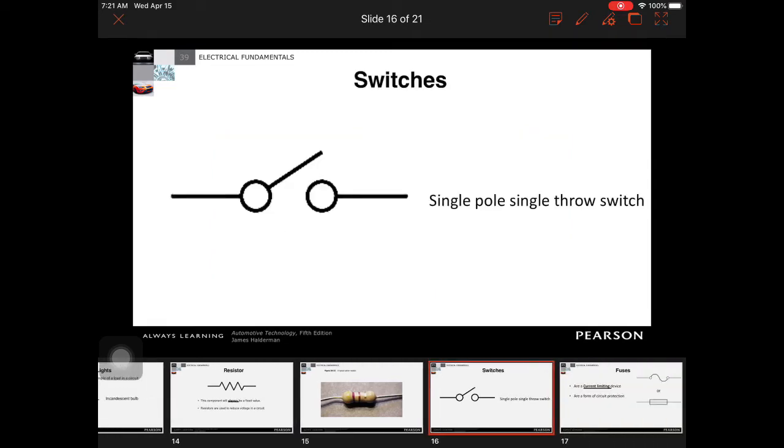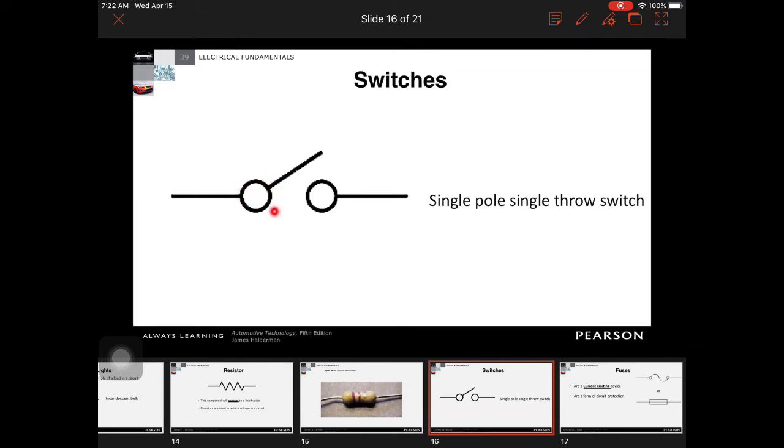So, continuing on, we have switches. A switch is going to connect or disconnect power through a circuit. It should be noted that we typically would expect our switch to be on the power side of the circuit because we want to disconnect power to something. It's typically a safe way to design a circuit to have a switch to power rather than a switch to ground. All right.